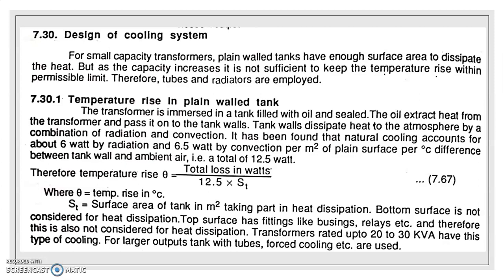So we can define the temperature rise for a plain wall tank as theta equals total loss in watt divided by 12.5 into St, where theta is the temperature rise and St is the surface area of the tank in meter square for heat dissipation. The bottom and top surfaces are not considered, because the top surface has fittings like bushings, relays, etc., and therefore it is not considered for heat dissipation.